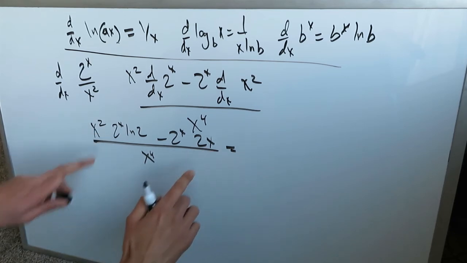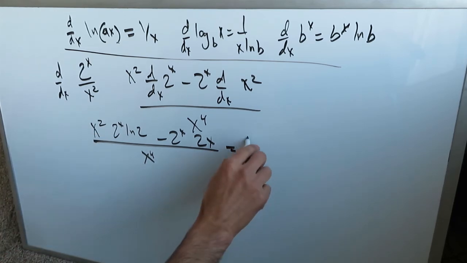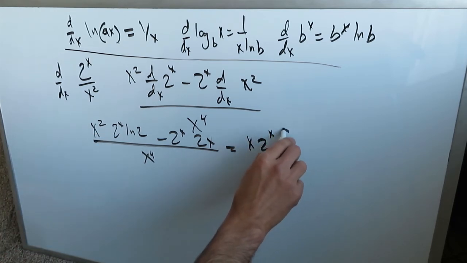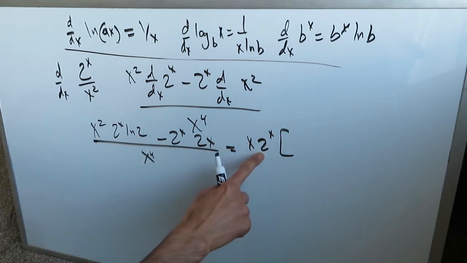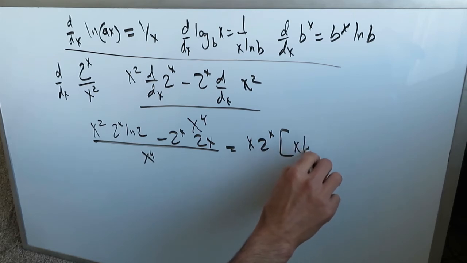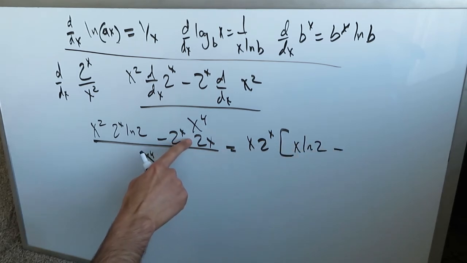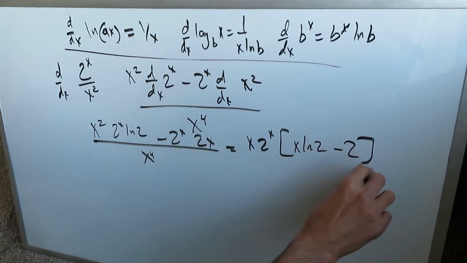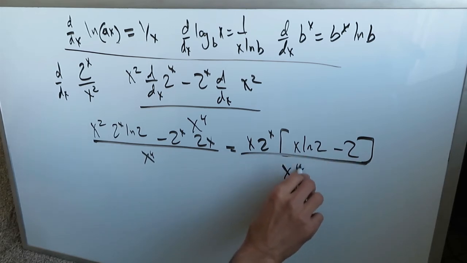We have some variable here, x, which can be isolated. We can isolate an x and we can isolate a 2 to the power of x. This right here, x times 2 to the power of x, goes over here, x ln 2 times, and it goes right over here, 2 times. And you can see all of that divided by x to the power of 4.